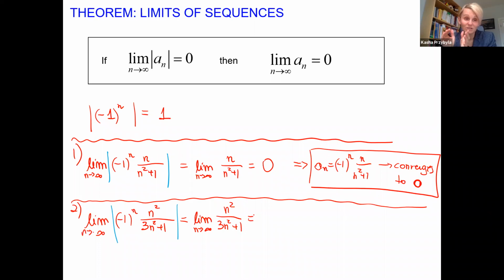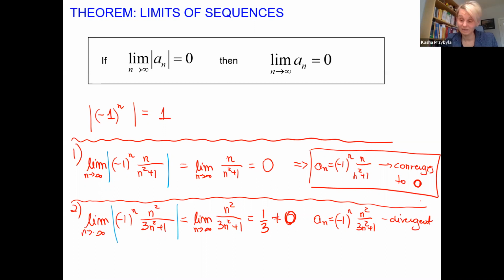Which function grows faster? They are the same. That means if they are the same, we need the ratio of the leading coefficients. The answer is 1/3. We can see the answer is different than 0, which means the original sequence doesn't have a limit. That means a sub n, -1 to the n, n squared over 3n squared plus 1, is divergent.